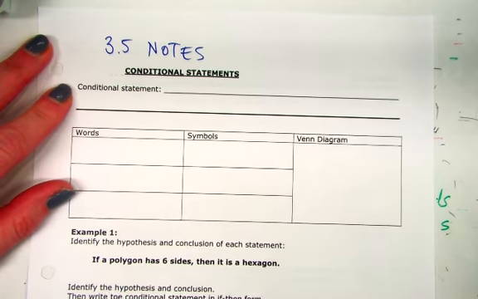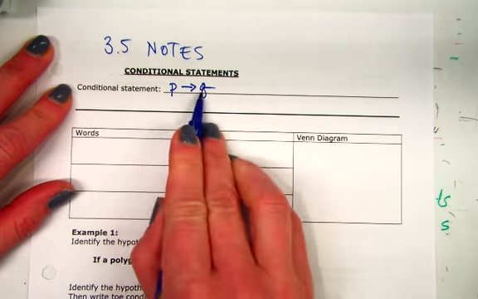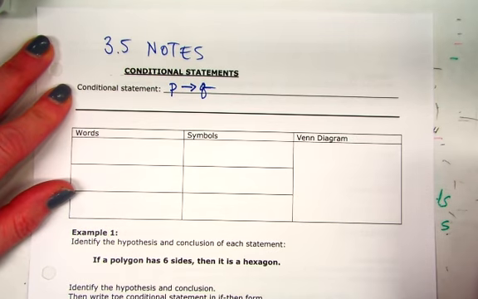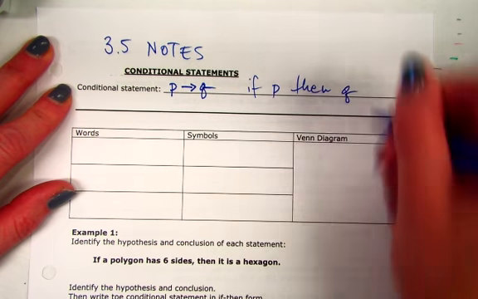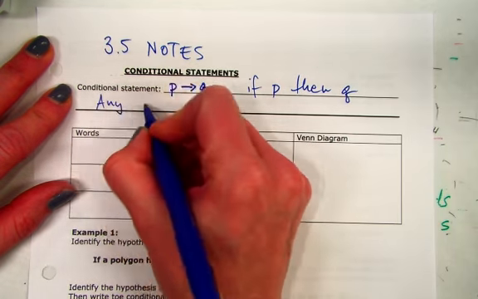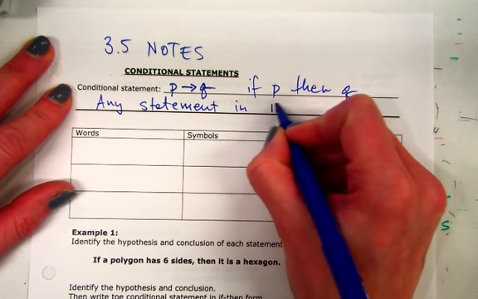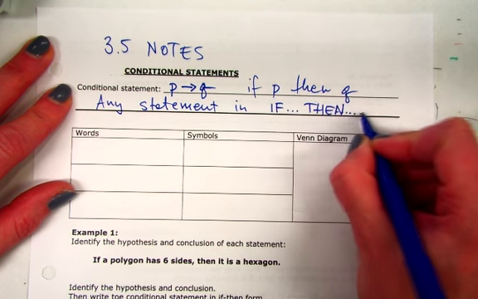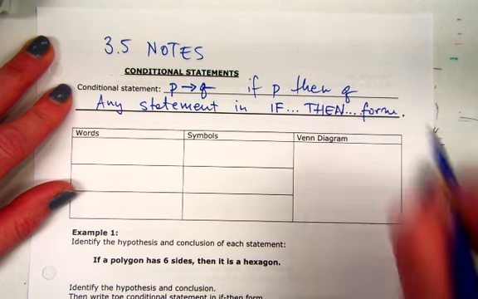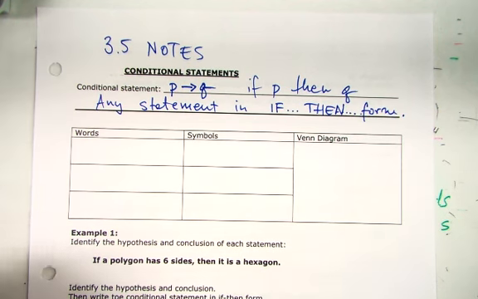All right, a conditional statement in symbolic form looks like this. Can you guys tell me how we would read this? Yeah, it's if P, then Q. So a conditional statement is any statement in if, then form. Okay? If I'm a strawberry, then I'm a fruit. A very sophisticated if and then statement.